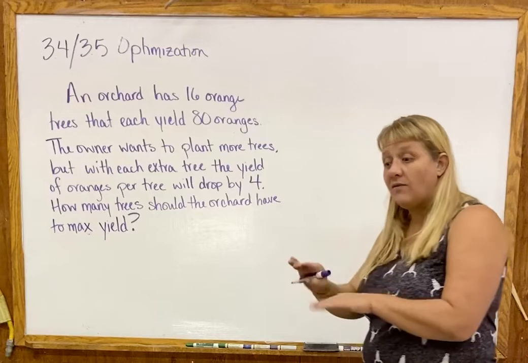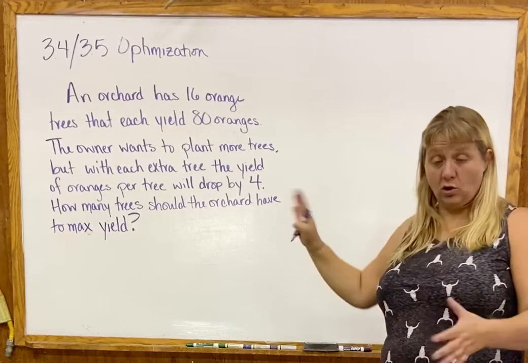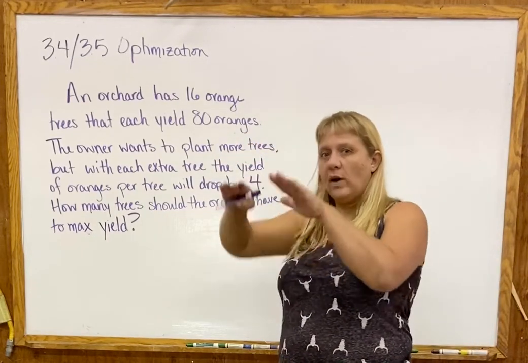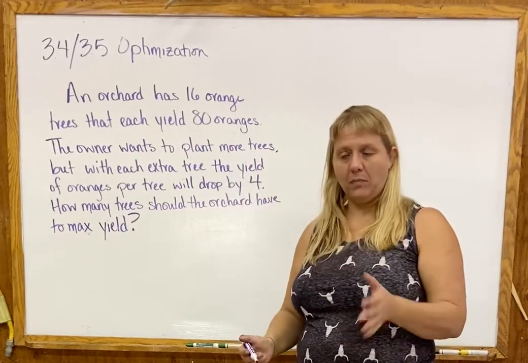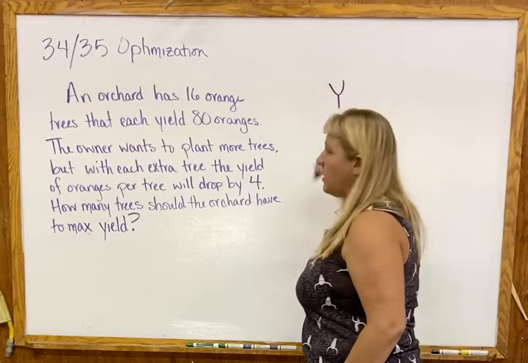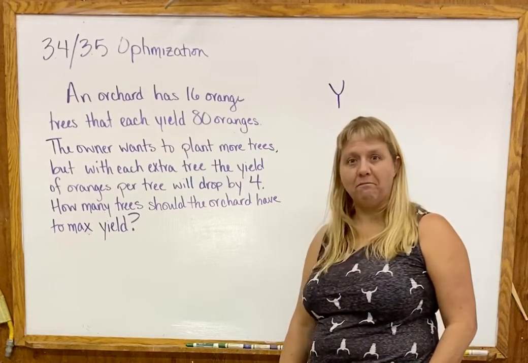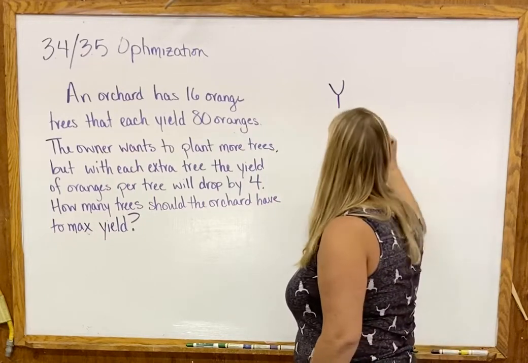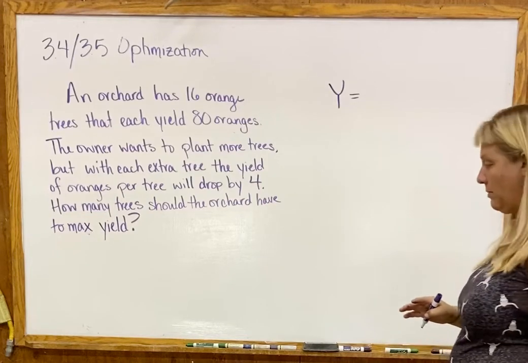So what we need to do is find the sweet spot to decide how many more trees they should plant. Even though the yield's going to go down per tree, where's the sweet spot so they're going to get the most oranges out of all of the trees together? Okay, so definitely an important problem. Now, for yield, you can let it equal whatever variable you like, but I like Y for yield. And there's a particular way to go about this problem.